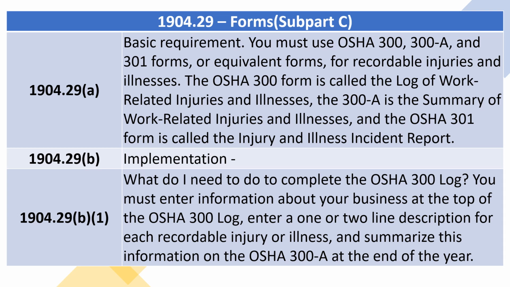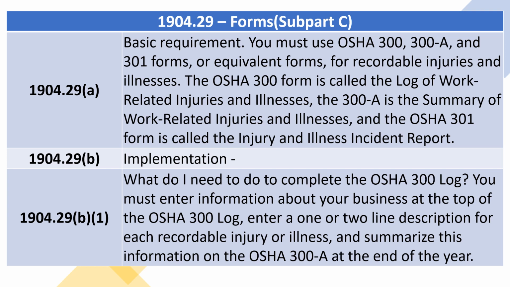1904.29(a) Basic requirement. You must use OSHA 300, 300A, and 301 forms, or equivalent forms, for recordable injuries and illnesses. The OSHA 300 form is called the Log of Work-Related Injuries and Illnesses, the 300A is the Summary of Work-Related Injuries and Illnesses, and the OSHA 301 form is called the Injury and Illness Incident Report.